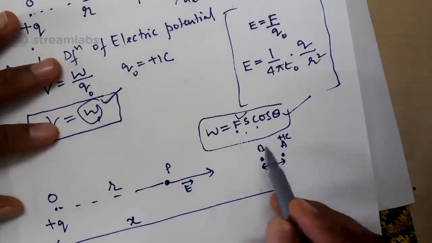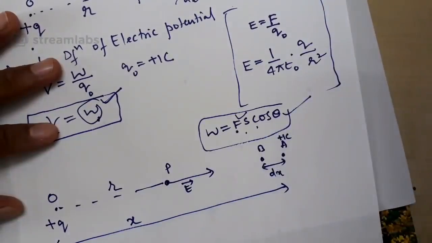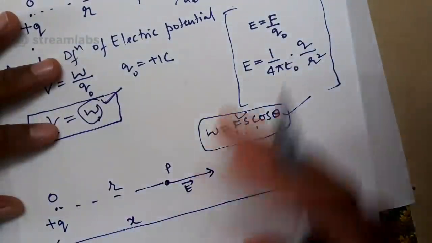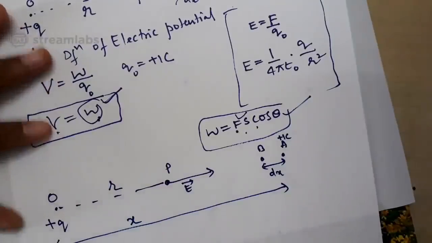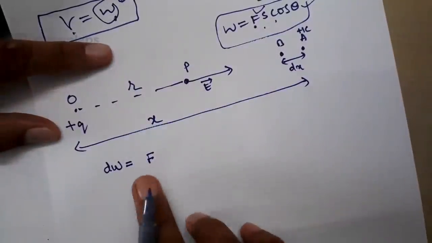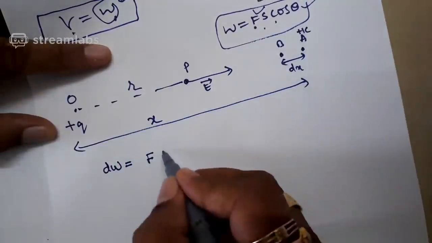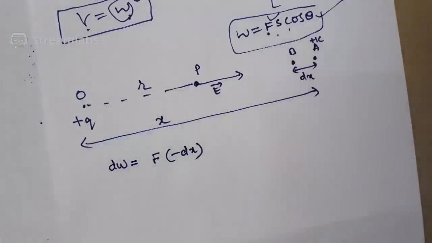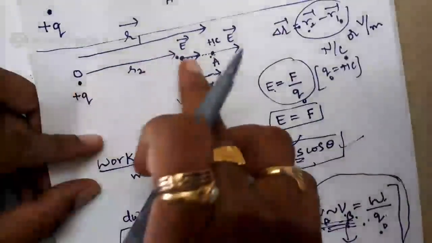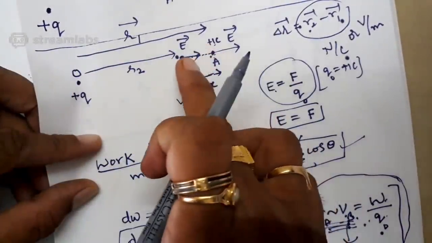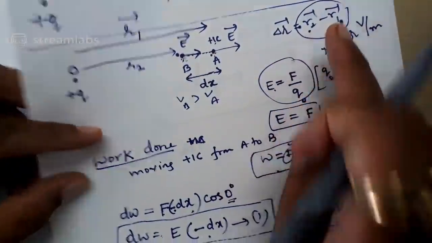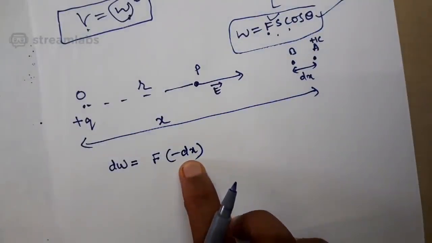So if I use the formula F s cos theta, F is the force I have to apply, which is equal in magnitude to the electrostatic force. Displacement is minus dx. You understood why it is minus dx; you can refer to the previous discussion. This was R1, this was R2, and you are moving a plus 1 coulomb charge from A to B, so final position vector minus initial position vector equals minus delta R, correct? So instead of delta R, I have minus dx.